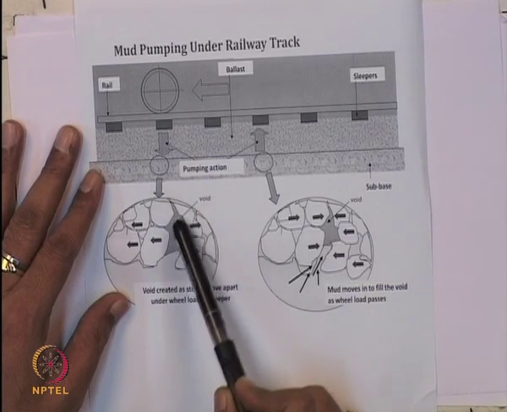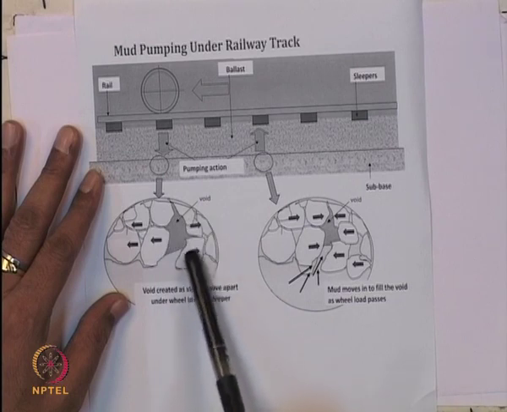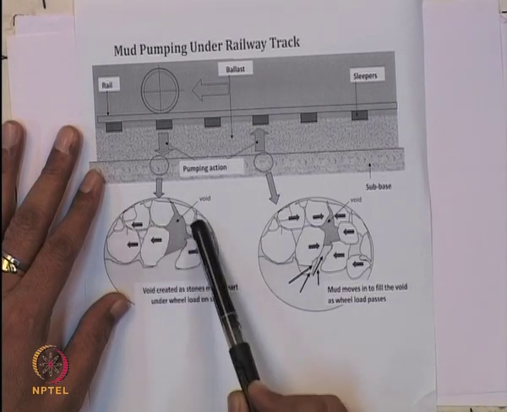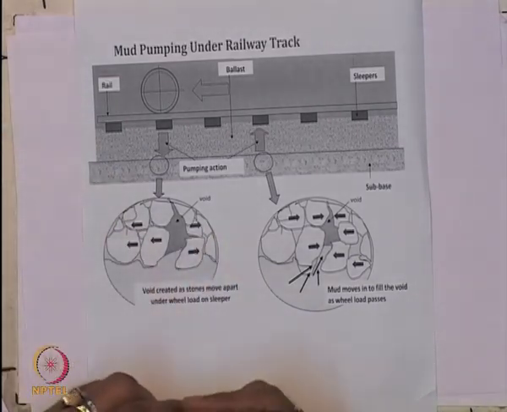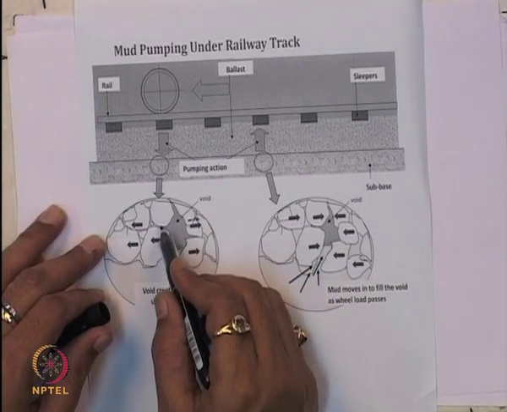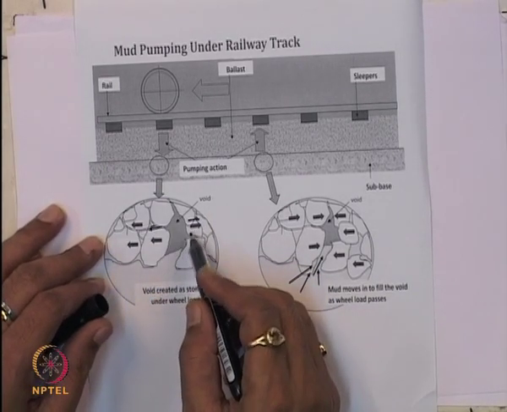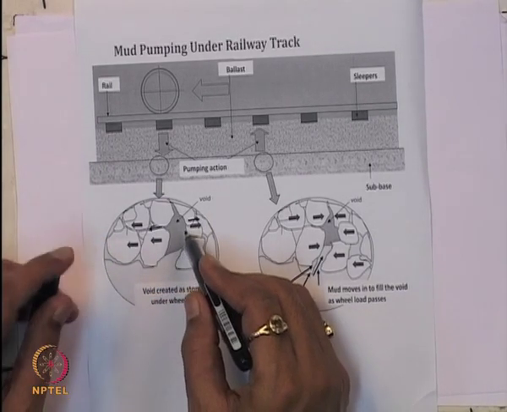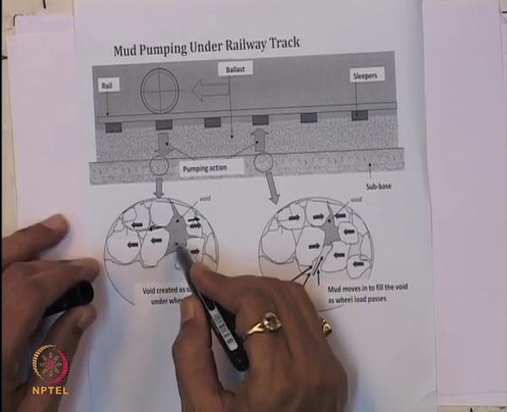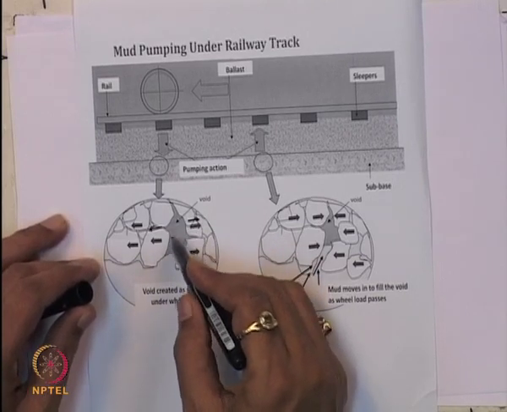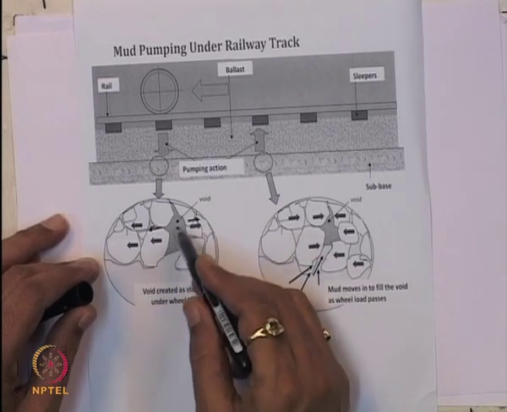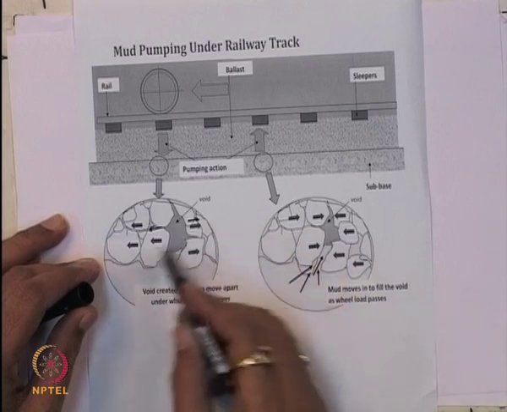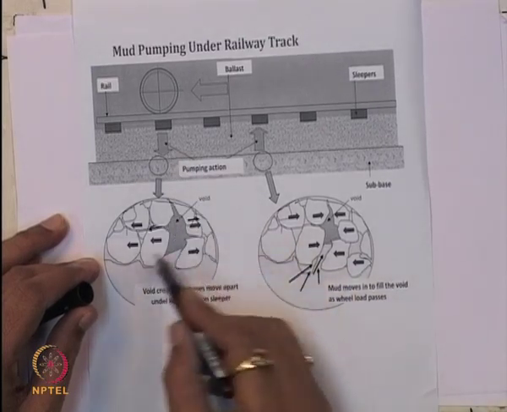As a result, the stone, you can see here, these are the stone. The stone moved apart, these are the stone which moved apart. As a result, the stone moves apart in both directions and creates a void. Here is a void. So, a void is created as stone moves apart under the wheel load on the sleeper.